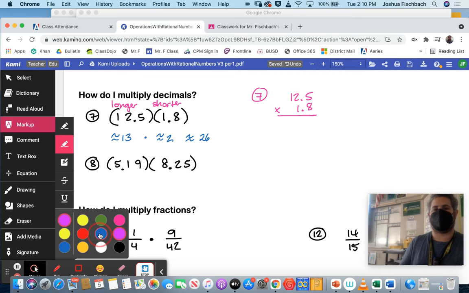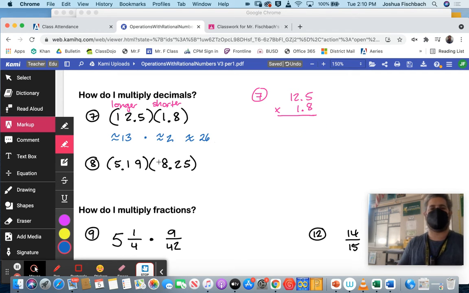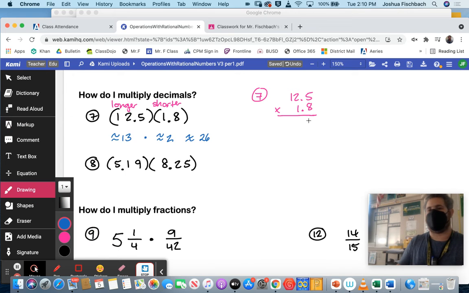So the first part here, you're going to say 8 times 5 is 40. Oh, that's the wrong thing. Let's change that to a pen. There we go. 8 times 5 is 40. Put the 0, carry the 4. 8 times 2 is 16, plus the 4 is going to be 20. Put the 0, carry the 2. 8 times 1 is 8, plus 2 is 10.